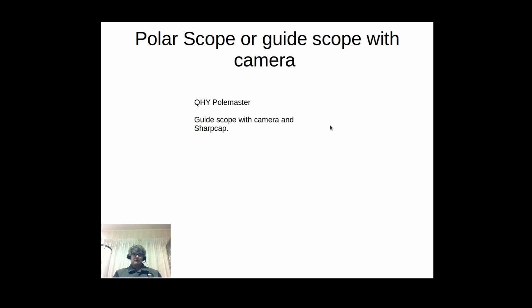eventually you'll see there's no drift at all. So you can get these fancy polar scopes that have a built-in camera that you connect up to a computer with software that basically tells you what to do to make these adjustments. Probably makes it a little bit easier. QHY make one called the PoleMaster. There are other ones. You can just use a guide scope with a webcam or planetary camera and the SharpCap software. And there are various other ways you can do this with the aid of a computer.